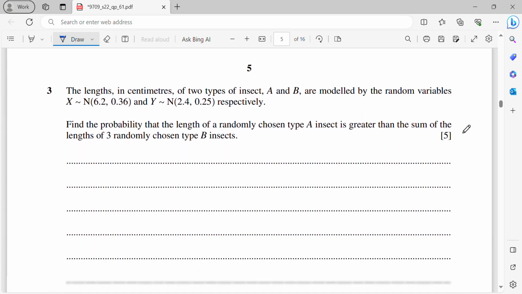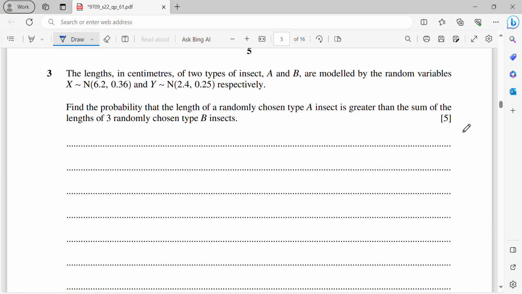Okay, now question number 3. The lengths in centimeters of two types of inserts, A and B, are modeled by the random variables X and Y, both normally distributed respectively. So insert A is referring to X. Now find the probability that the length of a randomly selected type A insert is greater than the sum of the lengths of 3 particular chosen type B inserts.